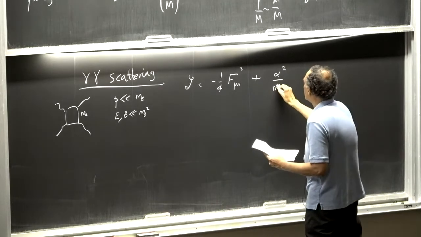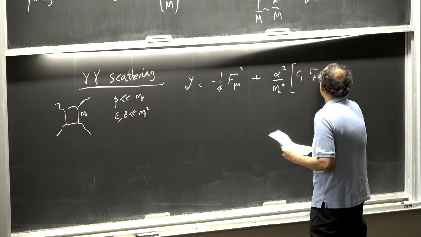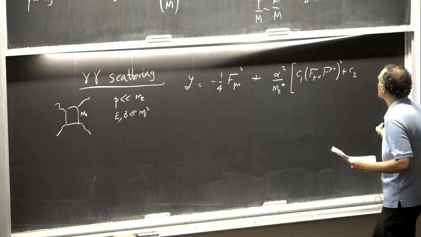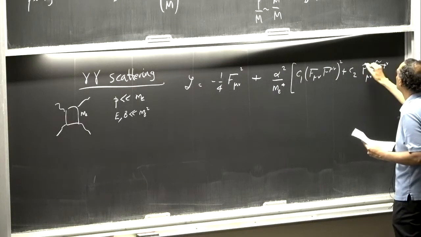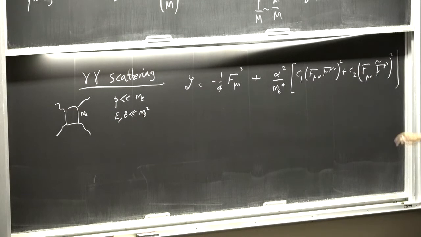Alpha squared over m_e to the fourth, C1 (F mu nu F mu nu) squared, plus C2 (F mu nu F dual mu nu) squared. Again, there are two F duals here, so it's again parity even. And these are two independent linear combinations you can get.